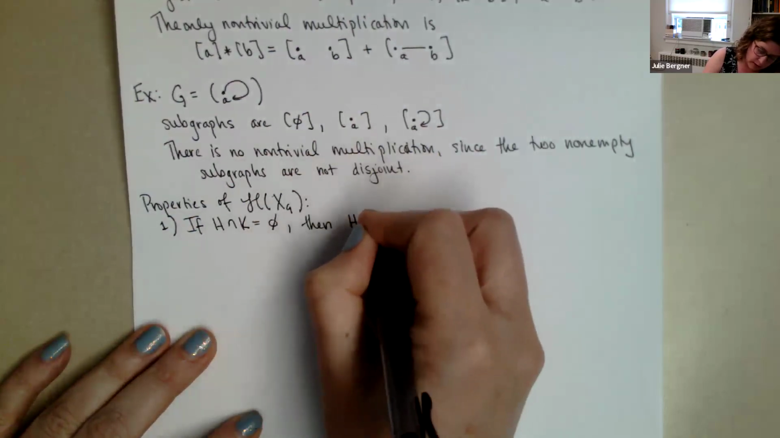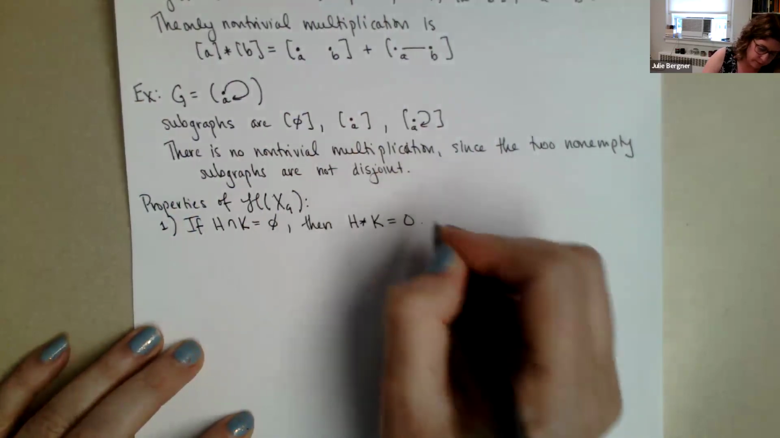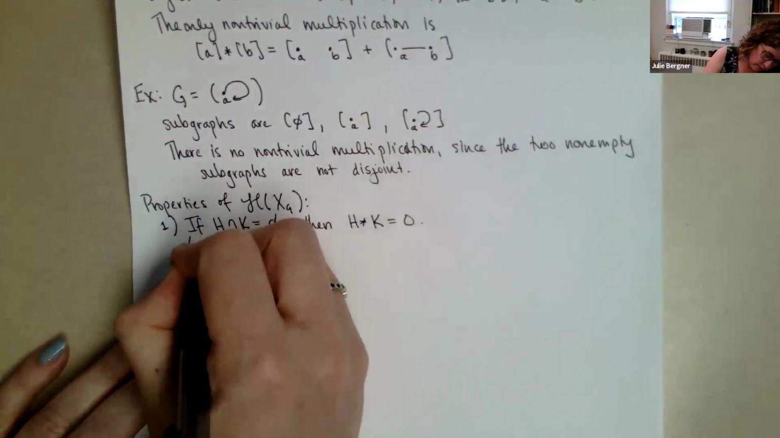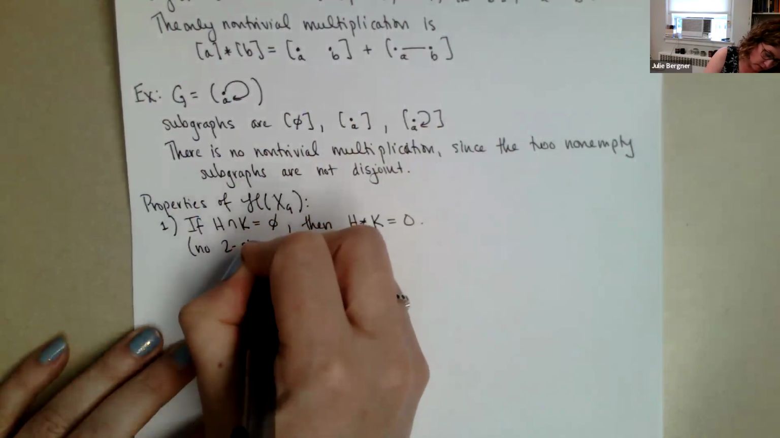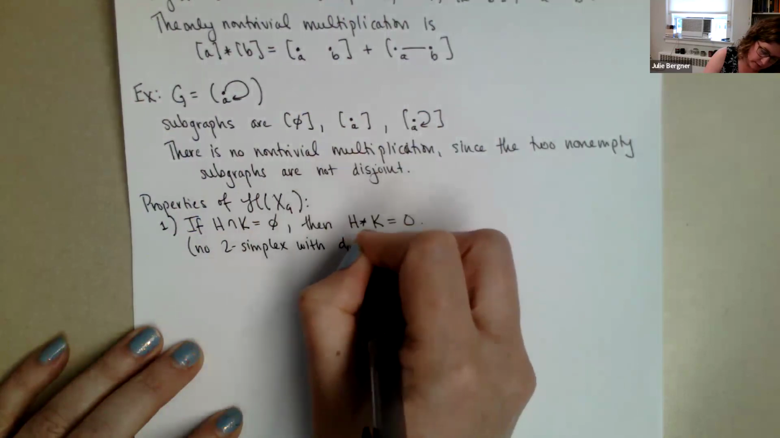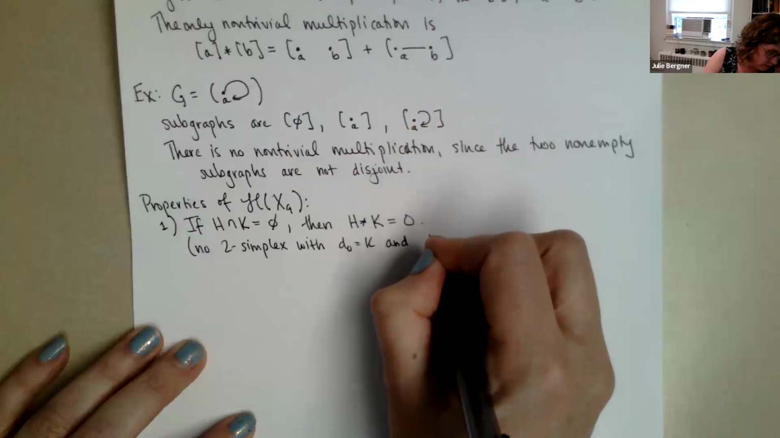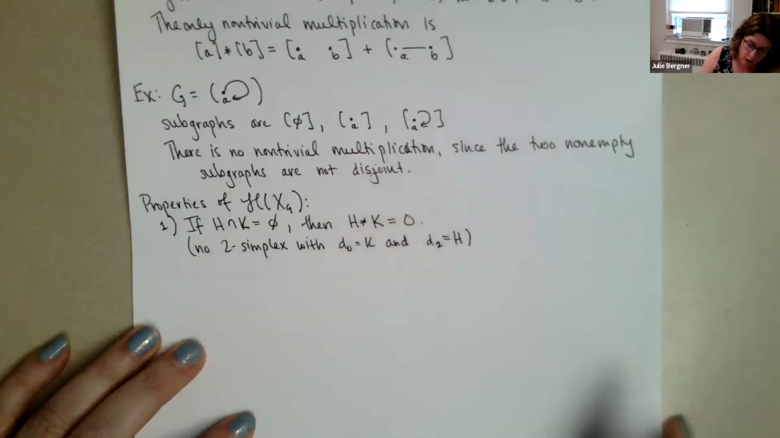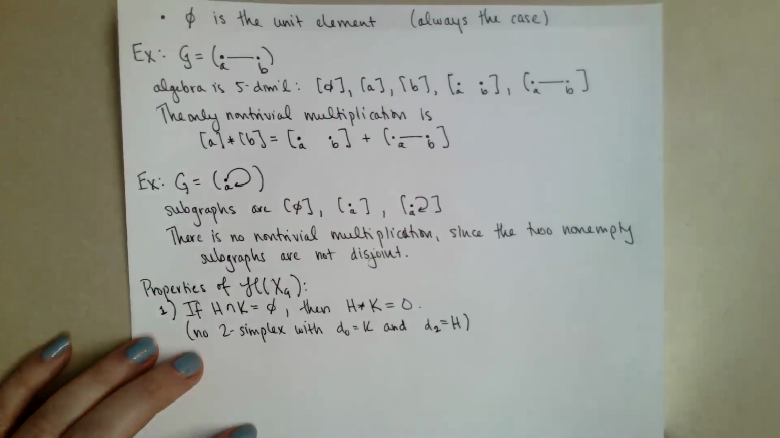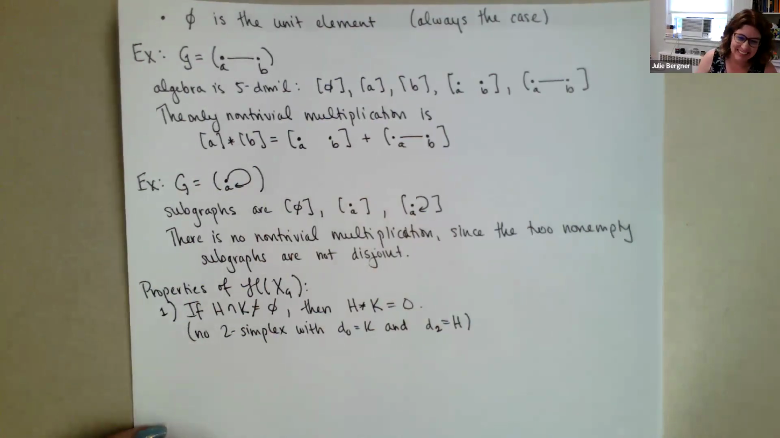then when I multiply them in the Hall algebra, I just get 0. So there's no 2-simplex with D0 equal to K and D2. Oh, and I realize you mean that they are not disjoint. Sorry, yeah, they're not disjoint. Yes, thank you.